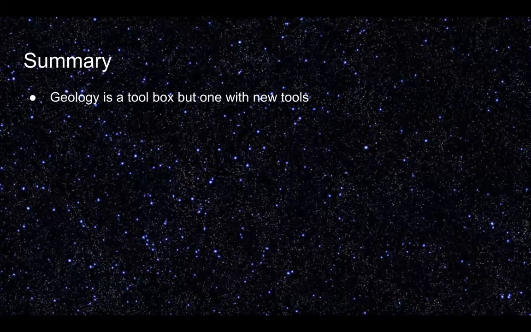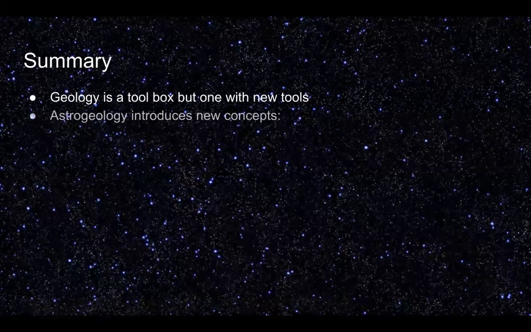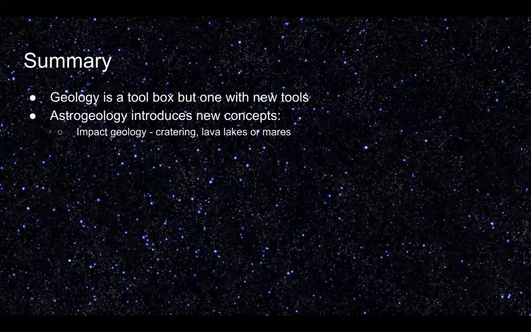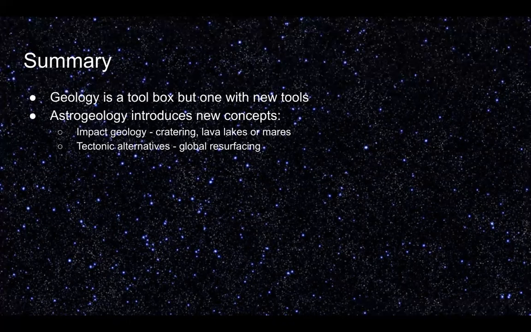So in summary, geology is a toolbox, but it's obviously one with new tools. Geo means earth. Astrogeology introduces several new concepts. You have impact geology, cratering, lava lakes or mares on the moon, for example. You have tectonic alternatives, such as the global resurfacing we saw in Venus.